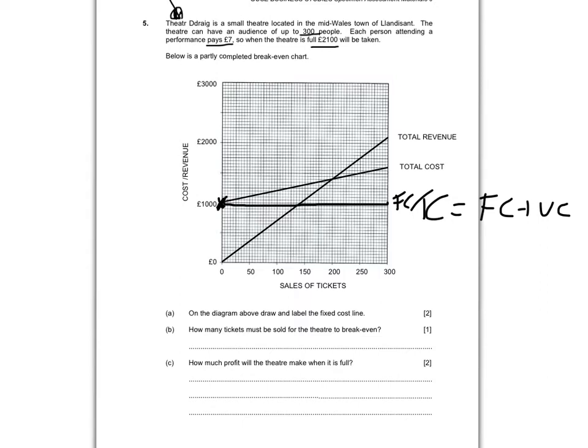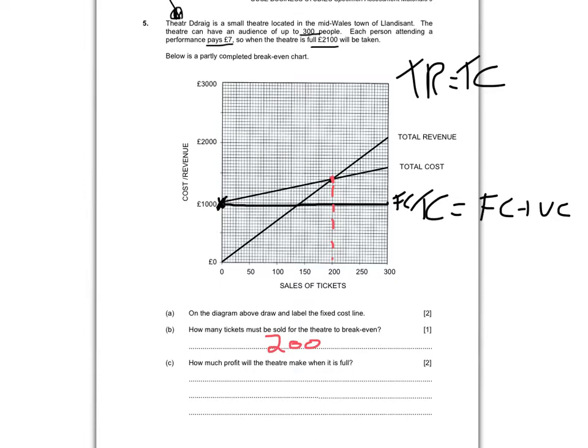Right, how many tickets must be sold for the theatre to break even? Now, this is really easy. Break even is when revenue equals costs. So when total revenue equals total costs. So I've already given you this point. So there's the point. I'll put it in a different colour. Here's the point, and all you've got to do is dot down, and it says you'd have to have 200 tickets. It's as easy as that.